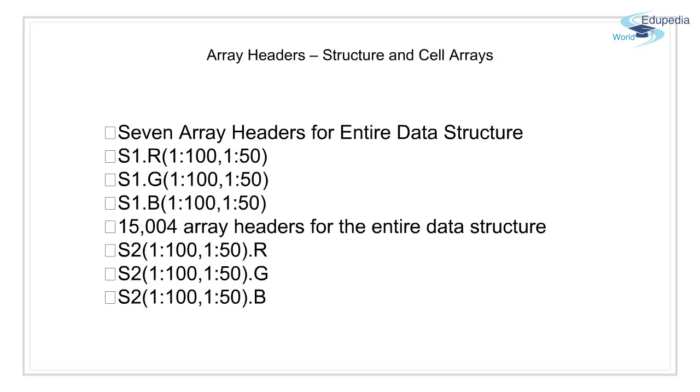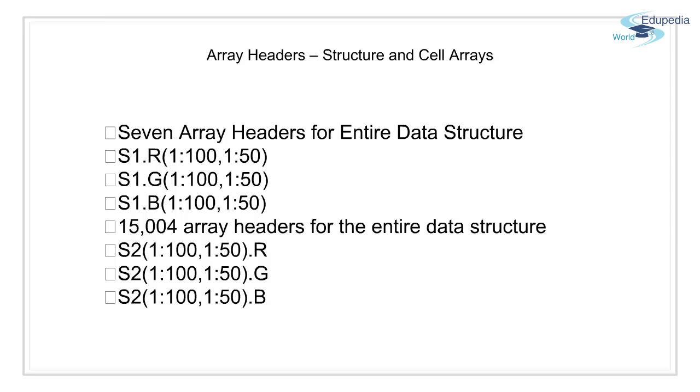For example, take a scalar structure array S1 having fields R, G and B. Each field of size 100 by 50 requires one array header to describe the overall structure, one header for each unique field name, and one header per field for a 1 by 1 structure array. So this makes a total of 7 array headers for the entire data structure. It looks something like this: s1.r that has size 100 by 50, s1.g that has size 100 by 50, and s1.b that has size 100 by 50.